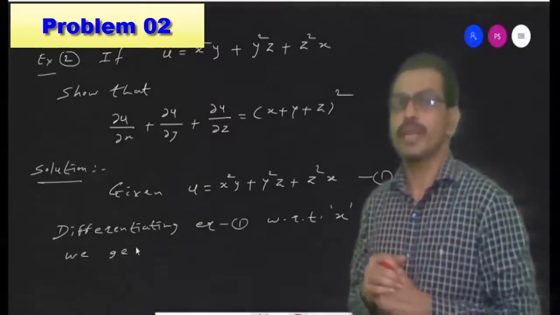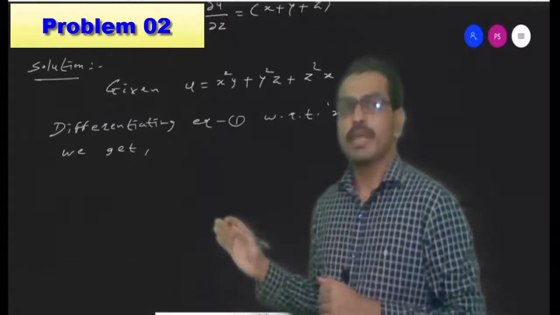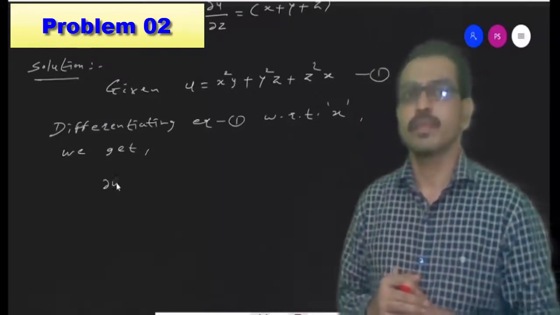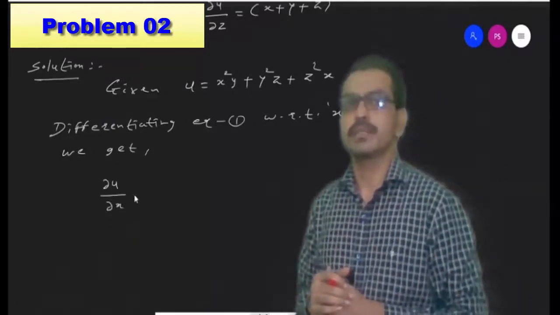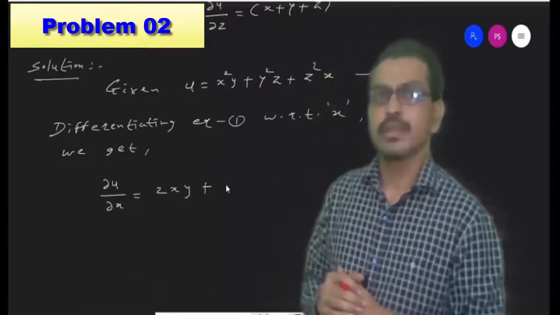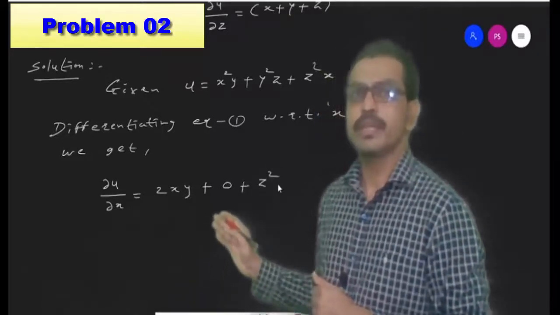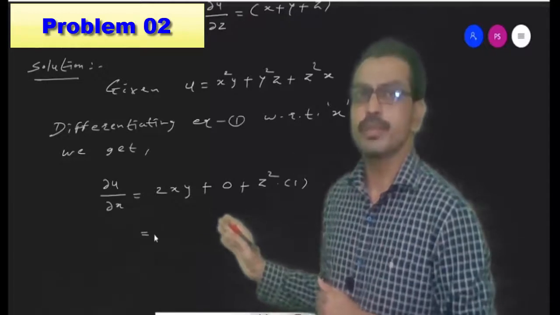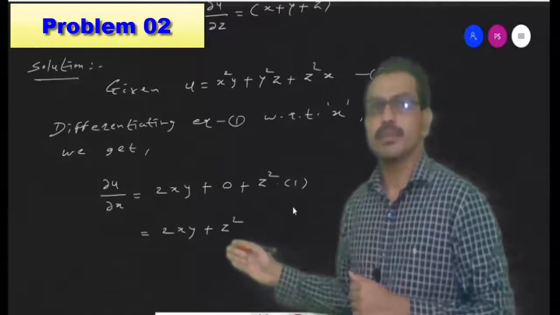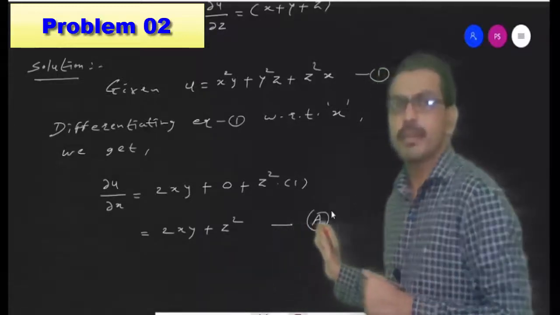Therefore, we get ∂u/∂x is equal to 2xy plus 0, here treating y and z as constant, therefore the derivative is 0, plus z², derivative with respect to x is 1. Then this is equal to 2xy + z². Say equation number A.